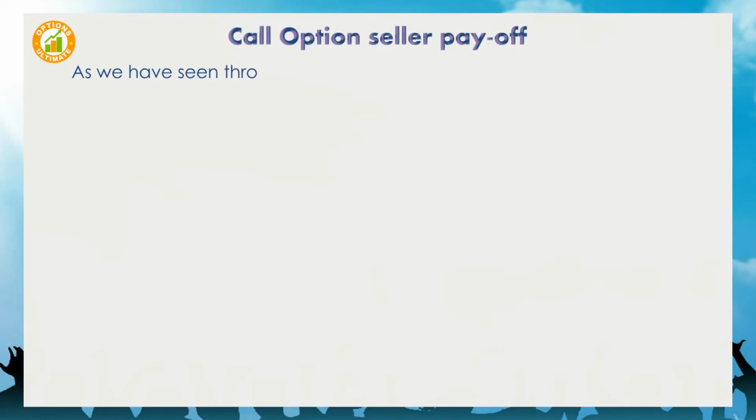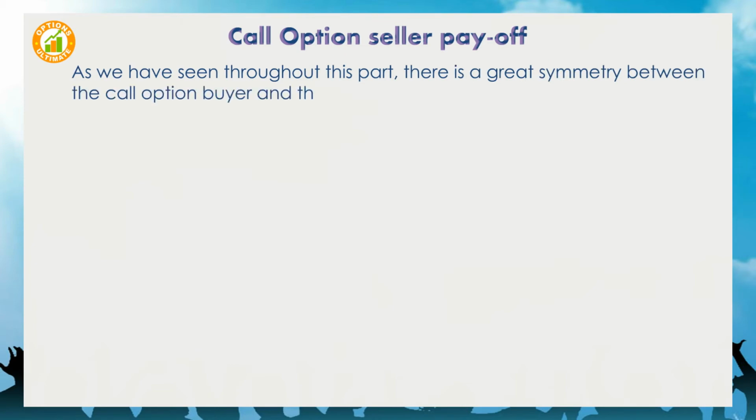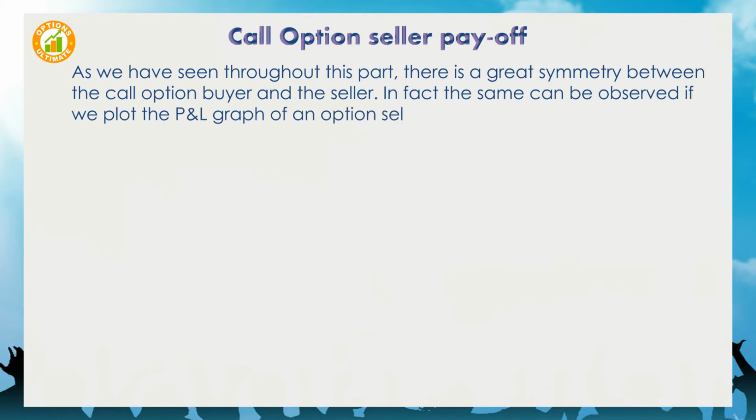As we have seen throughout this part, there is a great symmetry between the call option buyer and the seller. In fact, the same can be observed if we plot the P&L graph of an option seller.